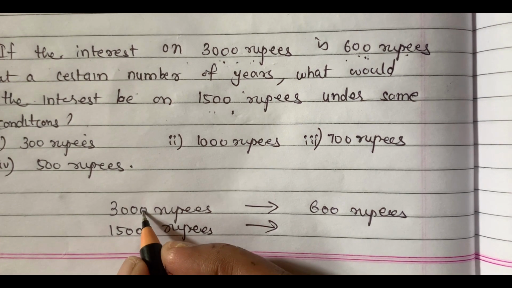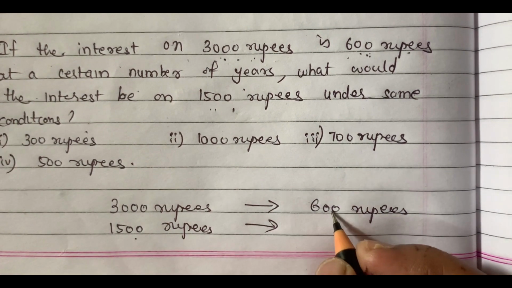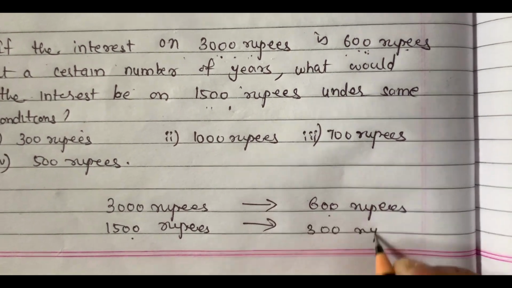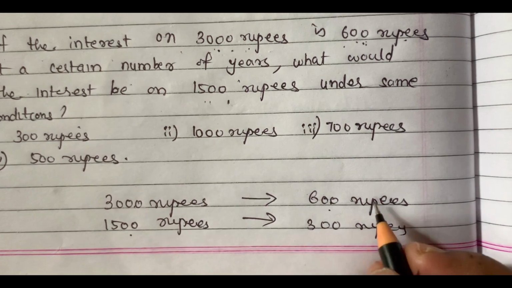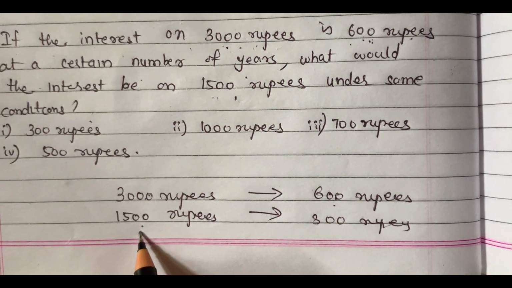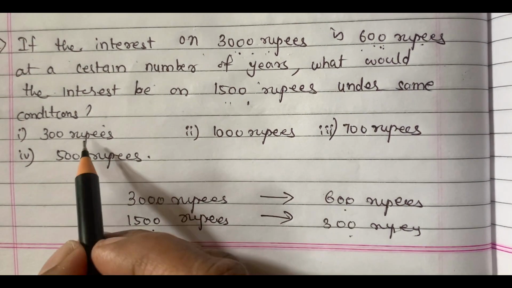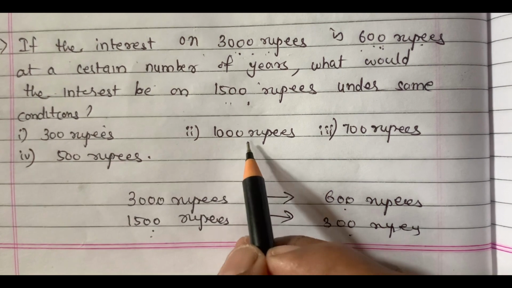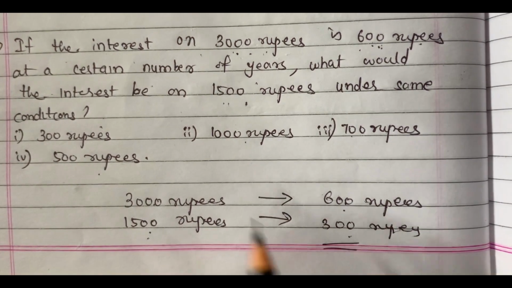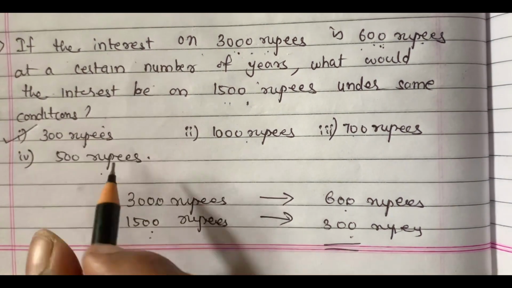Now for 3000, half of 3000 is how much? 1500. So half of 600 will be how much? 300 rupees. So for 3000 you are paying 600 rupees interest. So on 1500 rupees you will pay how much? 300 rupees. So here the options they have given are 300 rupees, 1000 rupees, 700 rupees and 500 rupees. So your correct option will be what? Answer 300. So your option number 1 is correct.